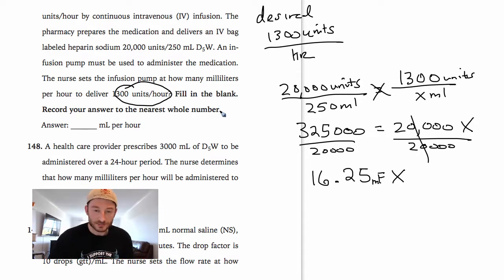So now we need to do how many mLs per hour? I think we just answered the question. How many mLs per hour? So if we want 1,300 units, you're going to put it at 16.25 or 16 mLs per hour. So I guess that's one way how to do it. And I think that's the way I'm going to stick with for right now.